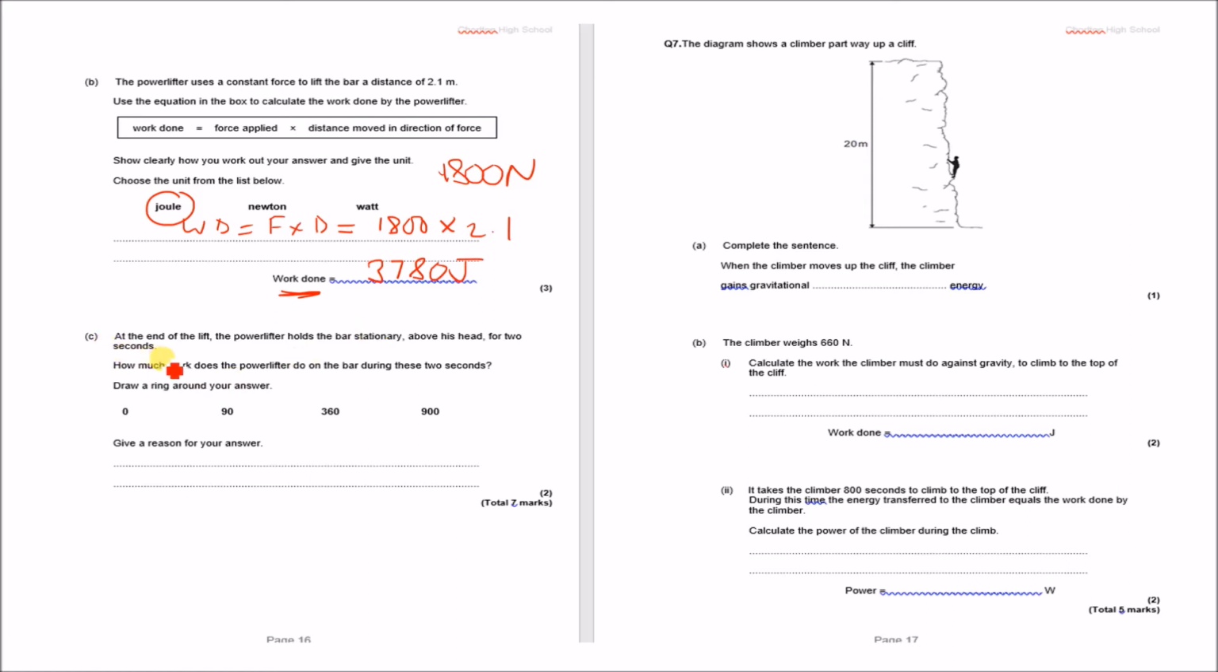So this next question says, at the end of the lift, the power lifter holds the bar stationary above his head for 2 seconds. How much work does the power lifter do on the bar in these 2 seconds? Well, it must be 0. Why? Because work done is equal to the force, which there is a force, times the distance, but there is no distance moved. So 0, because the power lifter has remained stationary. So there is no change in distance.